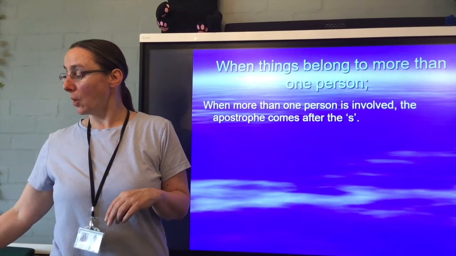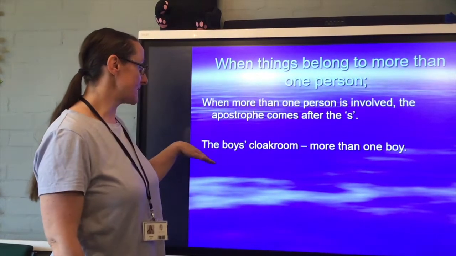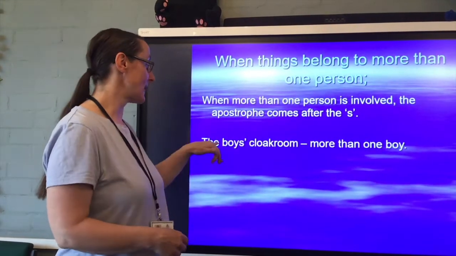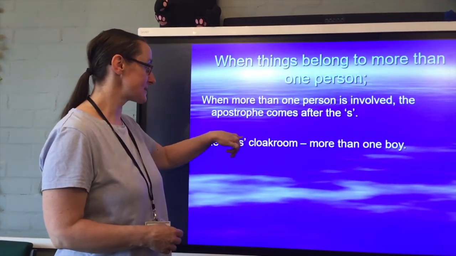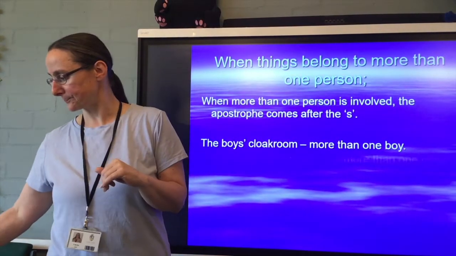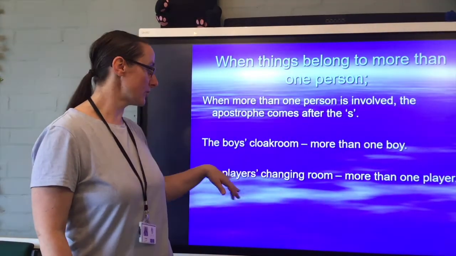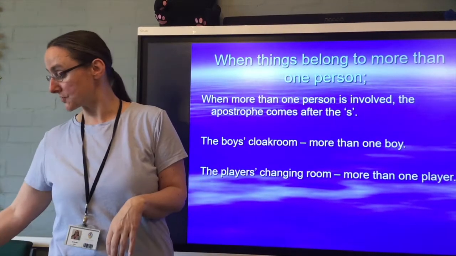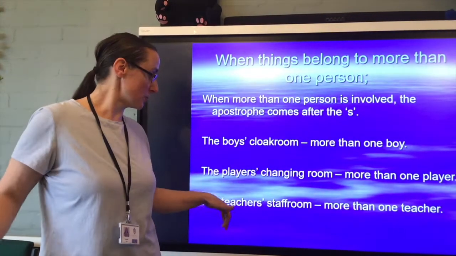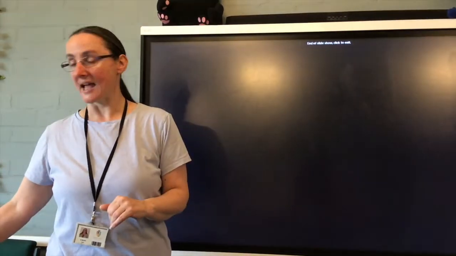When things belong to more than one person, the apostrophe comes after the S. So, for example here, the boys' cloakroom, there's more than one boy because it's the boys out of the whole class. The apostrophe goes after the S. If it was before the S, it would be something that just belongs to one boy. The players' changing room, the exact same rule applies. There's more than one player, so the apostrophe goes after the S. And the teachers' staff room, again, there's more than one teacher. The staff room doesn't just belong to one teacher, so the apostrophe goes after the S there.